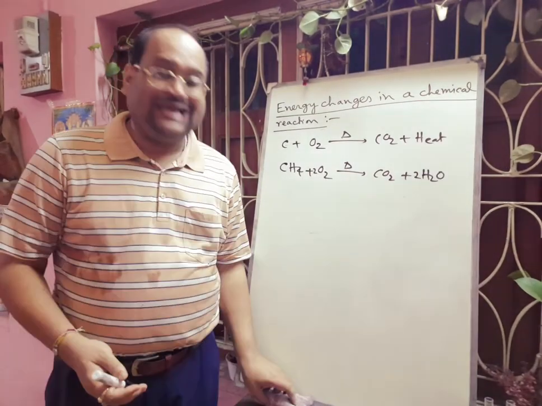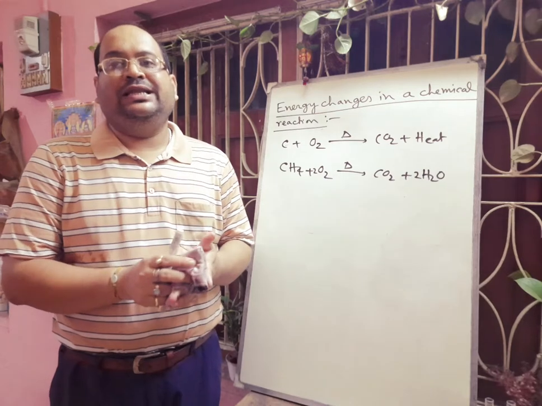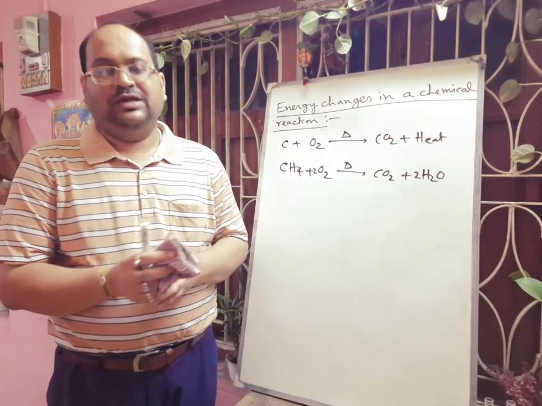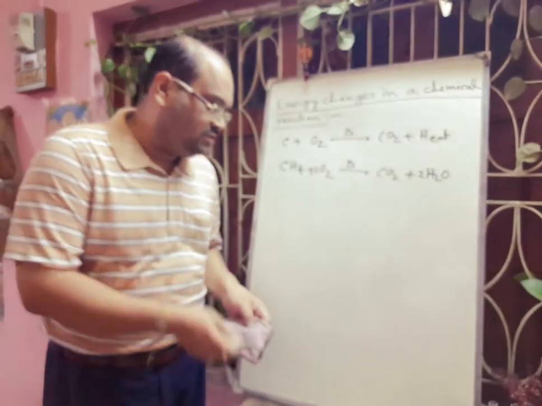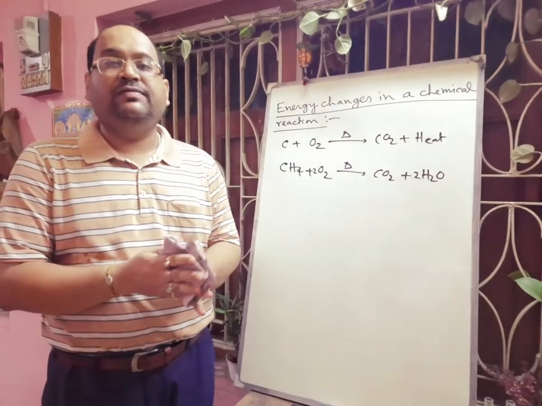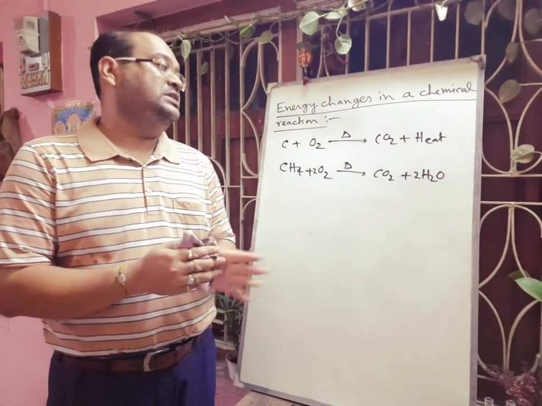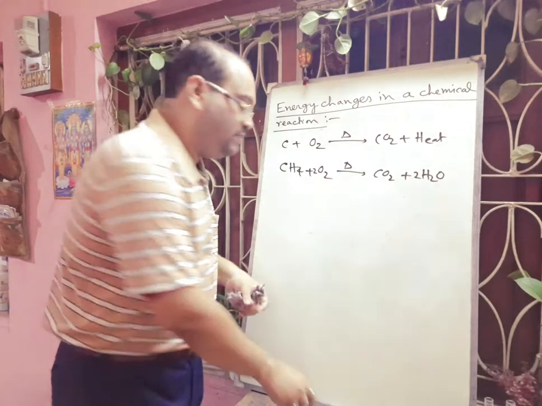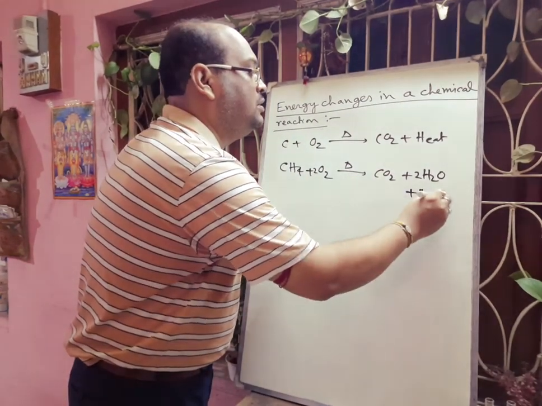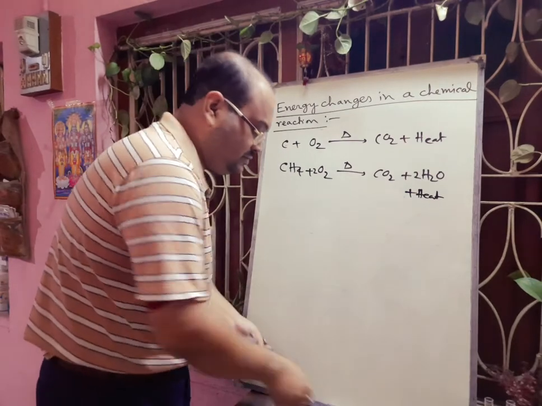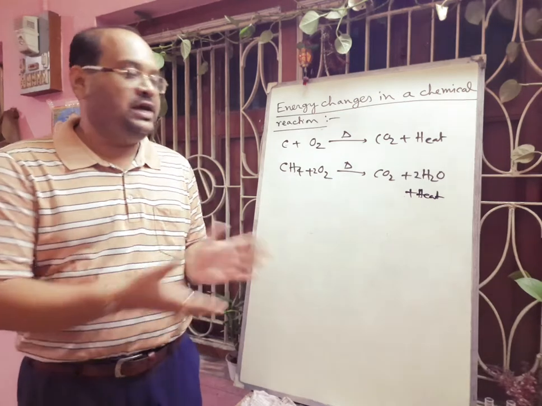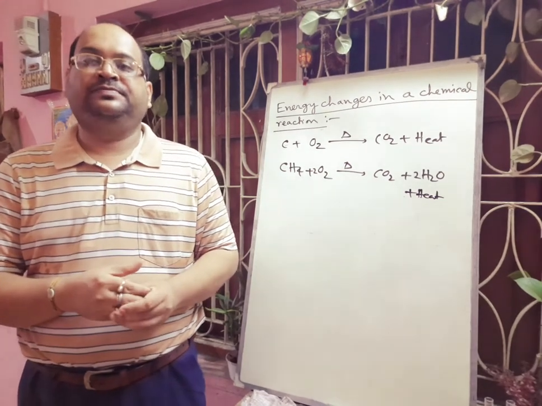Now this type of reaction, where heat energy is produced, we can use as fuel. Wood also contains carbon, we are using wood as fuel, we are using kerosene, petrol, everything containing carbon, that is producing carbon dioxide and water, and a huge amount of heat will be produced. That we can use as fuel, as a lot of heat is forming, and so they are called fuels. Hope you can understand.